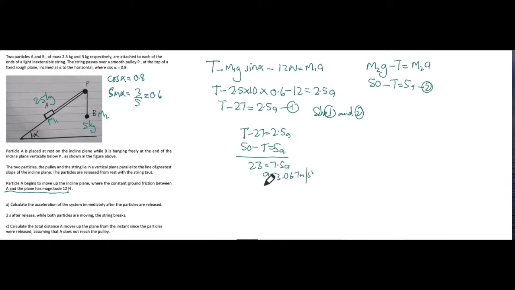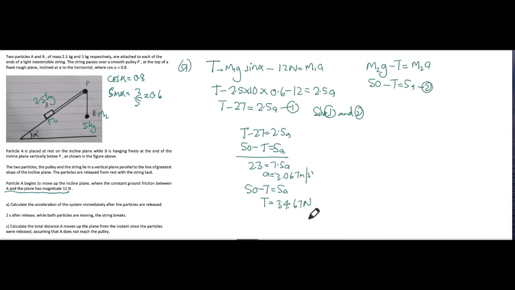From there I can find what T is. So 50 minus T equals 5a, so T equals 34.67 Newton. This is for part A.